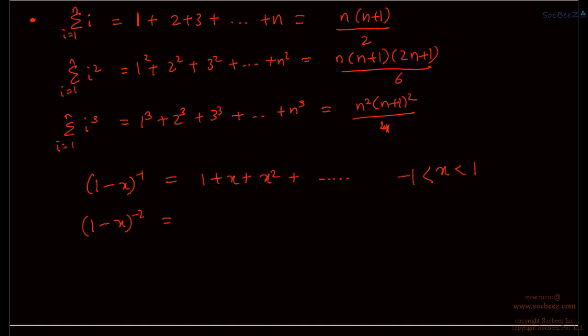Right? Similarly, taking it for the second one, just squaring this, you actually get this interesting result. You may have expected something else, but you just get this. You get 1 plus 2x plus 3x squared plus 4x cubed plus 5x power 4, like this, again till infinity. Again the same condition remains.